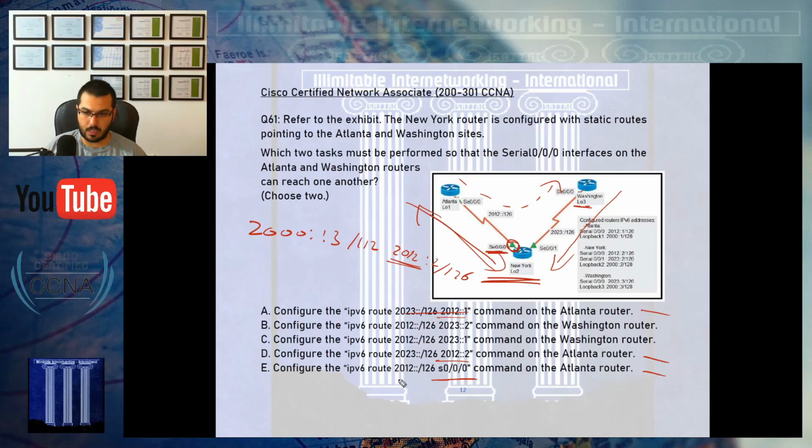But the next hop is not 2000::3. Actually, it seems that the next hop is not the IP address of the loopback, it's the IP address of the physical interface, and this also works. Okay, this is what I did in my labs.